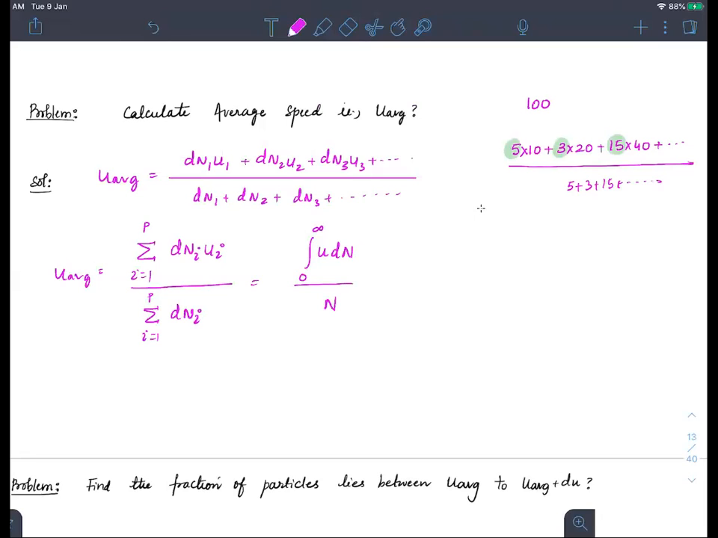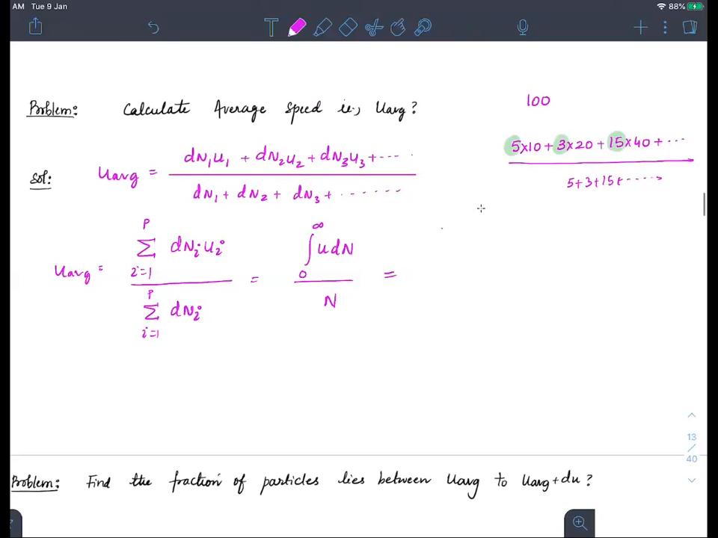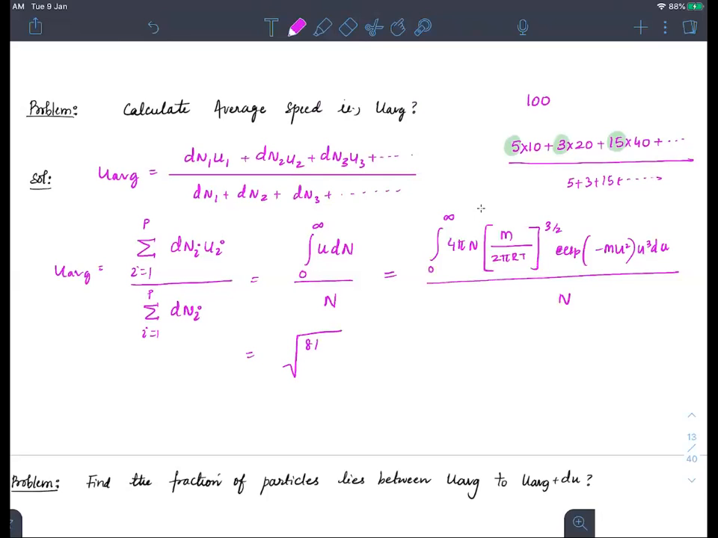Everybody, you got this? Yes, sir. So that would be equal to, now what I have to do is integrate from 0 to infinity here, which is 4 pi n, the root of m by 2 pi RT raised to 3 by 2, exponent of minus m u square, into u cube into du, divided by n. If you do that integration, you don't have to do that, you know how it is. You just have to worry about the result. So it will come out to be root of 8 RT by pi m. So this will be the U average.